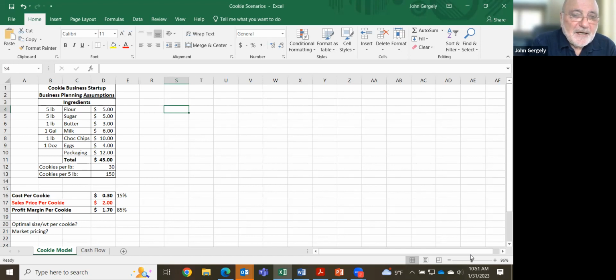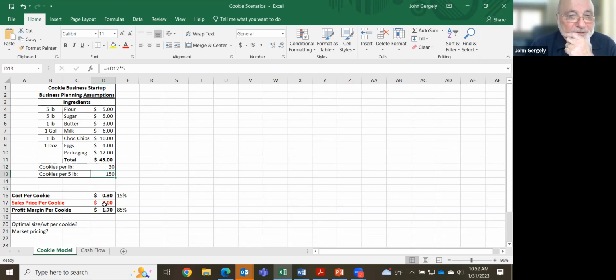So what I've done here, I've figured out that for making cookies, these are my key ingredients. I need flour, sugar, butter, milk, chocolate chips, eggs, and some packaging. I'm going to start with these quantities: 5 pounds of flour, sugar, butter, a gallon of milk, a pound of chocolate chips, and a dozen eggs. I know from my experience, and I did look this up, that you can make roughly 30 cookies from a pound of dough. Based on my experience working with my pretend mother since I was 5, I'm pretty sure these are the ingredients I need. So I'm going to be able to make 30 cookies from a pound of dough, which means from these 5 pounds, I can make 150 cookies.